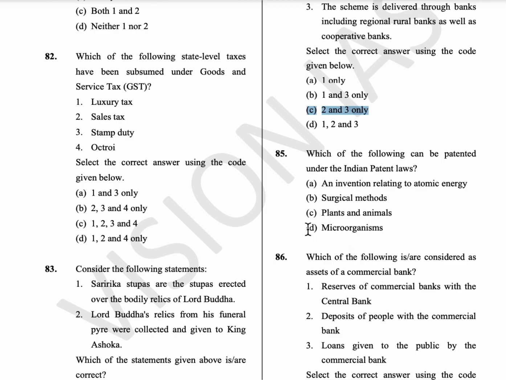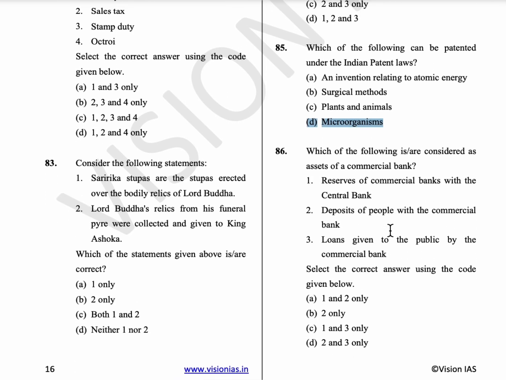85th question, which of the following can be patented under the Indian patent laws? So here only microorganisms can be patented, whereas inventions related to atomic energy, surgical methods, plants and animals cannot be patented under the Indian patent laws. So option D.